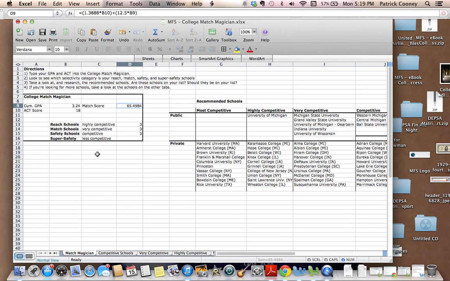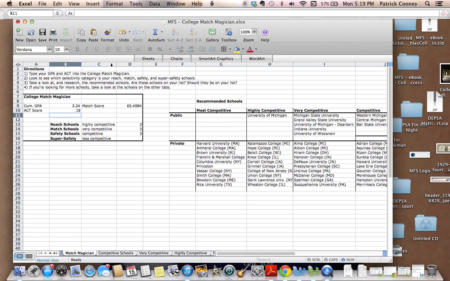Okay, so I think it works best by me just showing you how this works. All students will have to do is plug in their GPA and ACT here. Right now we're using a student with a 3.24 GPA and an 18 on the ACT. This is a real student, by the way. When I plug in the 3.24 GPA and 18 ACT, it gives us a score using the Alma College matrix, which is right here, and then spits out the proper selectivity categories the student should be looking at.